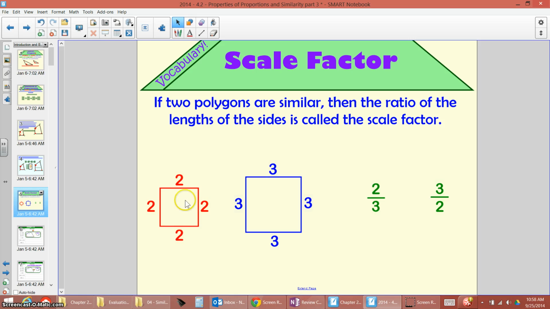So here we're going to talk about the scale factor. Okay? This square is obviously not the same size as the blue square. It's been increased. It's been enlarged, if you will. And the scale factor, or the factor by which it was enlarged, is 3/2. To get from the red to the blue, we had to times it by 3/2. Now, to get from the blue back down to the red, we had to times it by 2/3. The proportion, or the ratio between these two polygons, that ratio we set up, that 2/3 or that 3/2, that is our scale factor. It's just the ratio between the 2 side lengths.